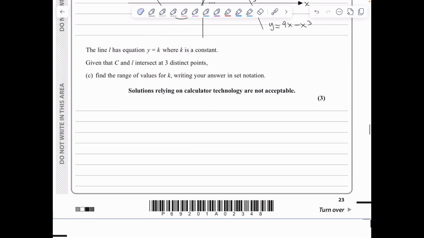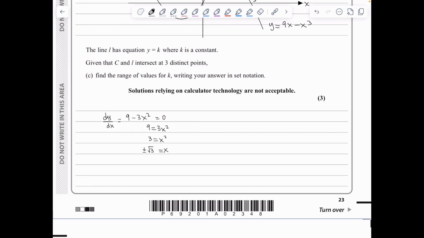So I will start by considering dy/dx. Now dy/dx, we get the power down and we deduct 1 from the power. So 9x will give me 9, and negative x cubed will give me negative 3x squared. We know that at turning points dy/dx is 0, and therefore we've got 9 is 3x squared, taking me to 3 is x squared, and therefore we've got plus minus root 3 being the values for x.